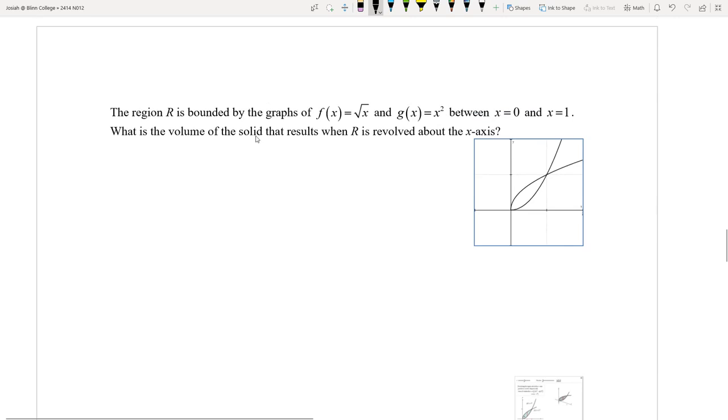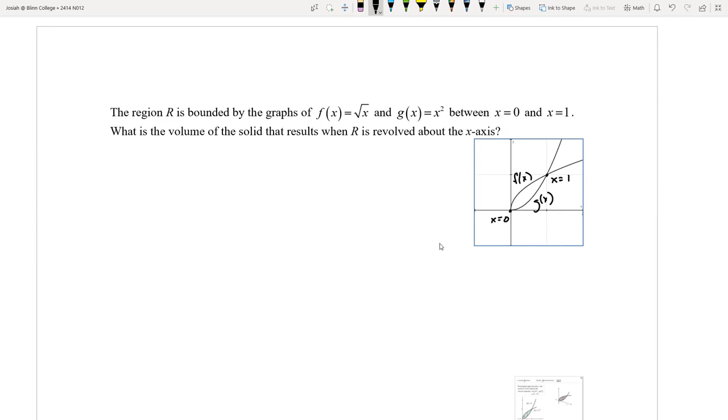The region R is bounded by the graphs of square root of x and x squared. So square root of x is going to be this guy here, and x squared is going to be this guy. So this is going to be my f of x, and this is g of x. And it says between x equals 0 and 1. Keep in mind, it's not always going to be obvious where these points should be. Sometimes you'll have to find the intersection. Remember, set these guys equal to each other and solve.